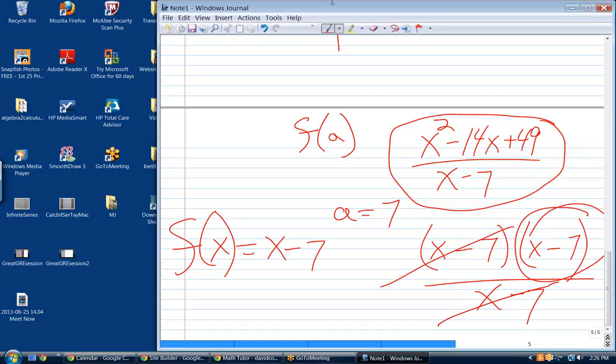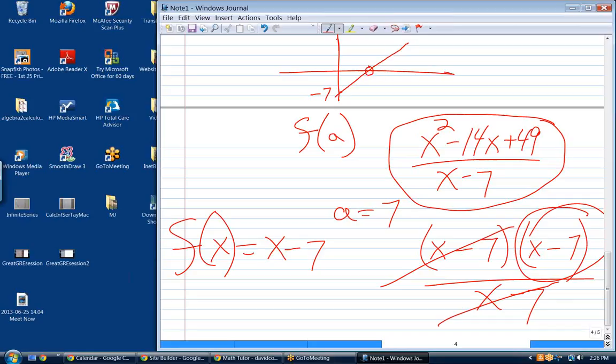Okay. If I graph this, x minus 7, that's our function. It's got a slope of 1, has a y-intercept of minus 7. The thing is that there's a hole in this graph also. And that hole comes at x equals 7.